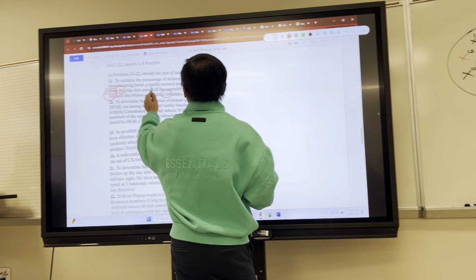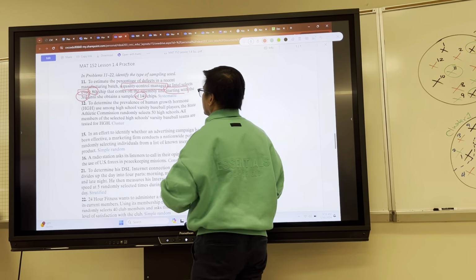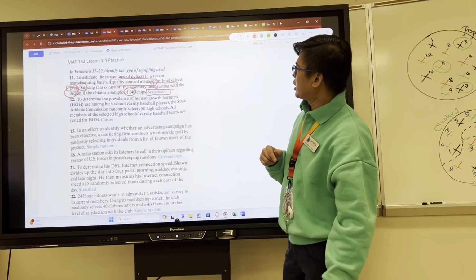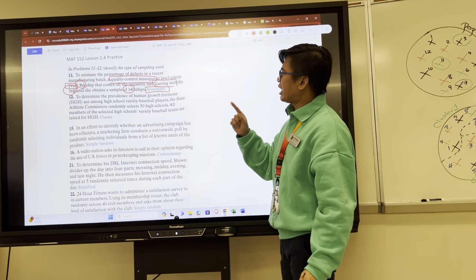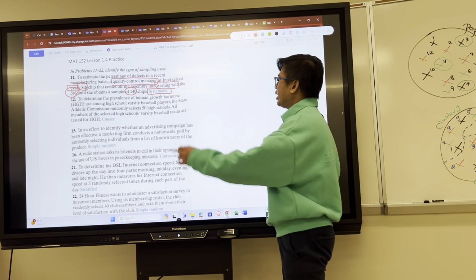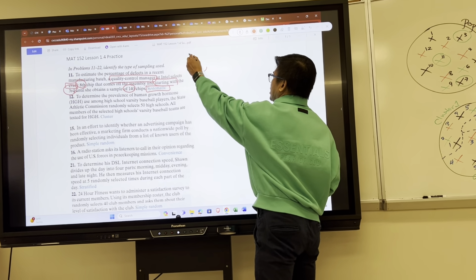This quality control manager, right? And again, this is called what? Systematic. So how did she choose it? She said she selects every 8th chip starting with the 3rd, right? So she randomly chose 3. What's next?